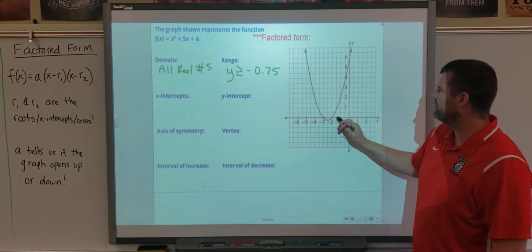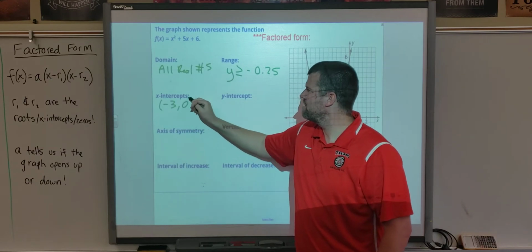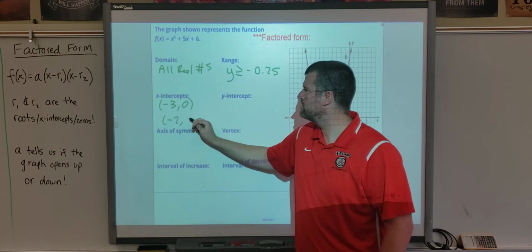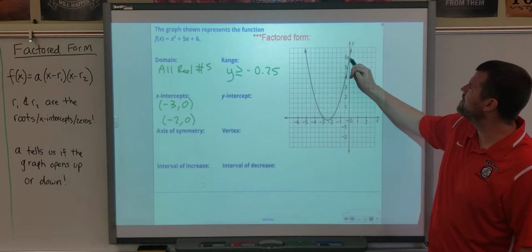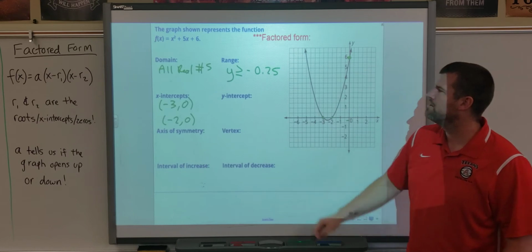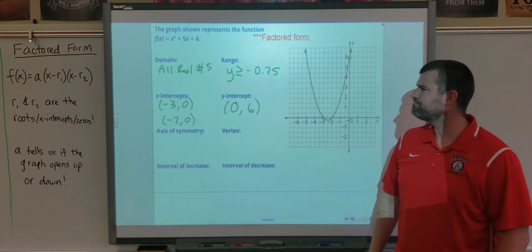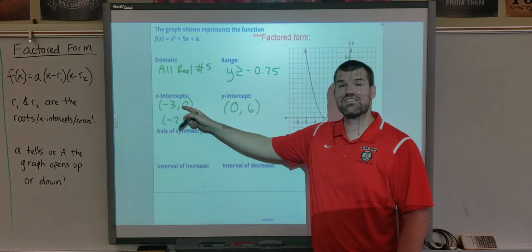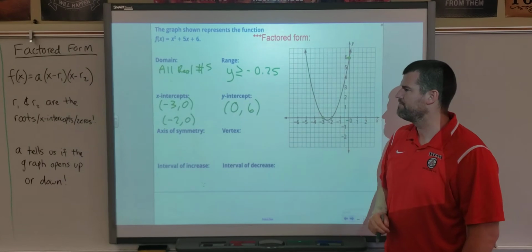X-intercepts, we have negative 3 and negative 2. So negative 3, comma 0 and negative 2, comma 0. Our y-intercept is up here at positive 6. And since it's our y-intercept, it's 0, comma 6. Notice every intercept will always have a 0. It just depends on if it's an x-intercept or y-intercept where the 0 goes.